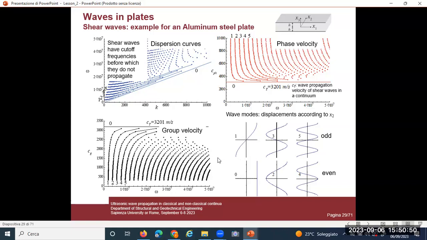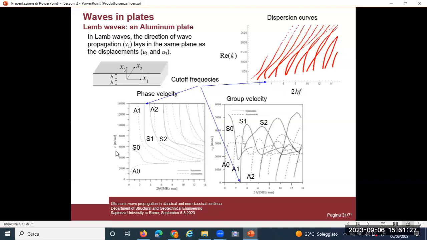What is interesting for the shear waves is that each one of these curves corresponds to a shape that remains the same with frequency. Meaning that the shape corresponding to this motion for SH1, this is the way this is called, is exactly the same as the shape for the motion here. And that is the same for all the shear wave modes. But unfortunately, this is not the case for Lamb waves.